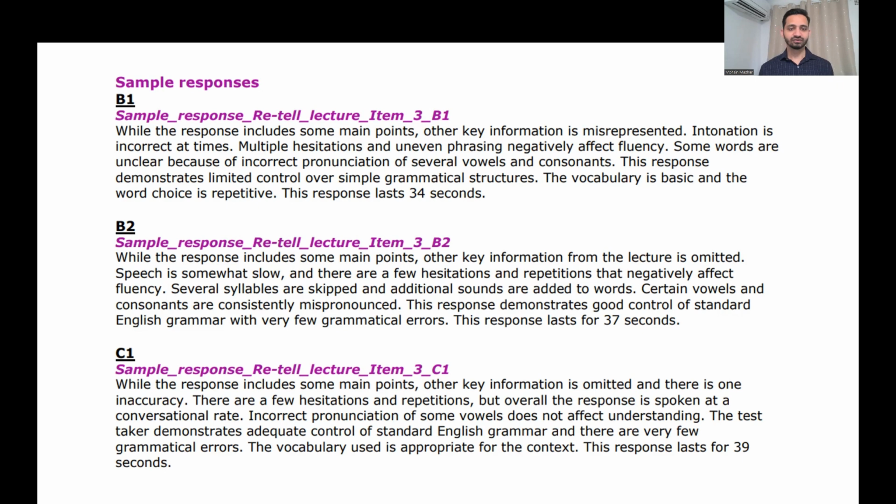B2 response. While the response includes some main points, other key information from the lecture is omitted. Speech is somewhat slow, and there are few hesitations and repetitions that negatively affect fluency. Several syllables are skipped, and additional sounds are added to words. Several vowels and consonants are consistently mispronounced. This response demonstrates good control of English grammar with very few grammatical errors. This response lasts for 37 seconds.